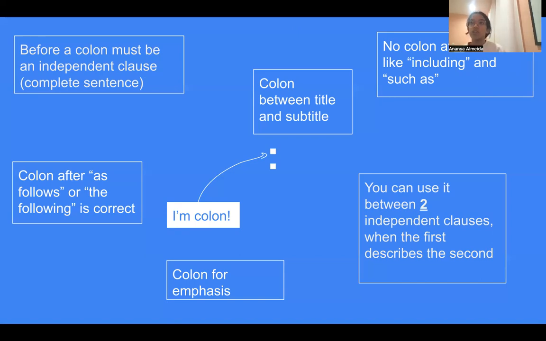So you can't use a colon in place of a period to separate two sentences that don't pertain to one another, but when the sentences are related, you can use a colon to split it, especially when the first one is describing the second one.